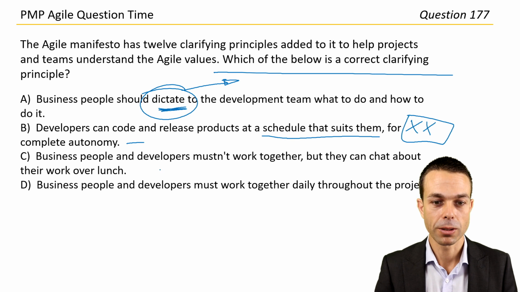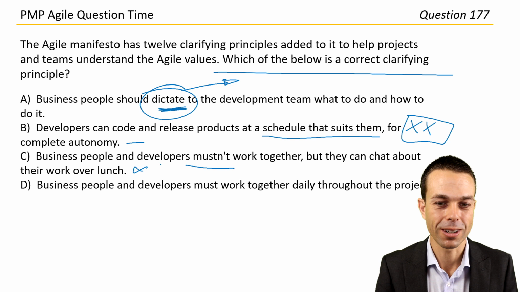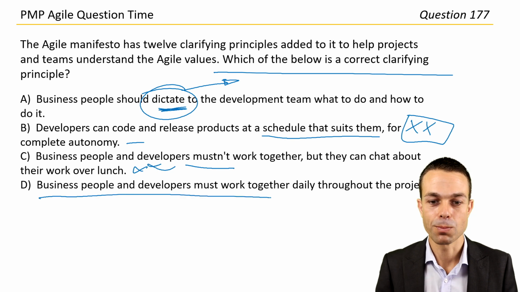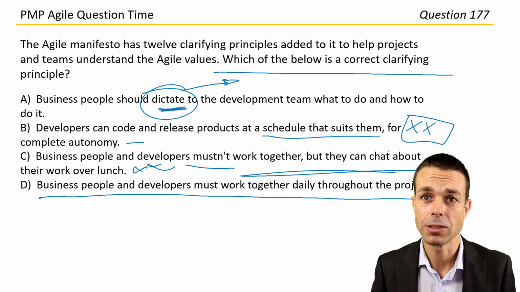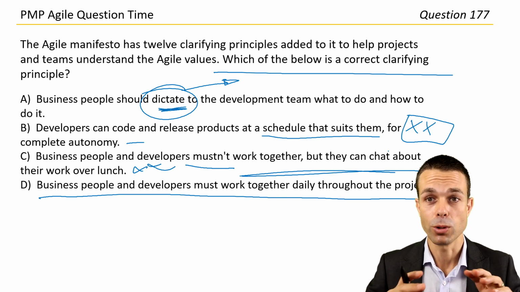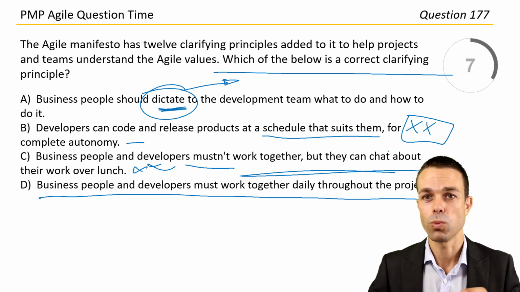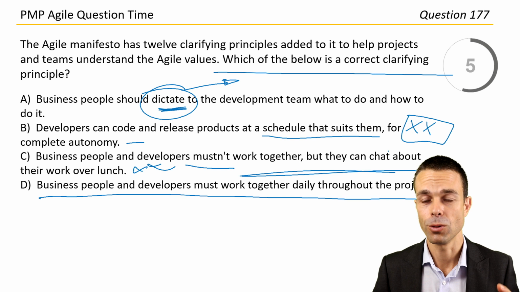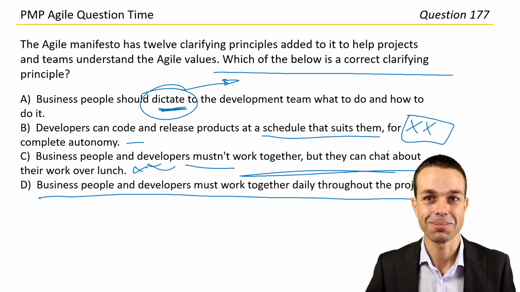Business people and developers mustn't work together. No, we want them to work together, so that's not correct. Business people and developers must work together daily throughout the project. And when this happens, you will see a little bit of magic start to occur, and the project will start to pick up speed, engagement will start to increase. This is one of the most powerful things that you can do. And when you get it right and it starts to happen, wow, that's when the magic really happens. Let's go with answer D.